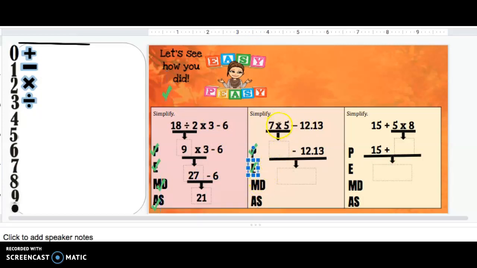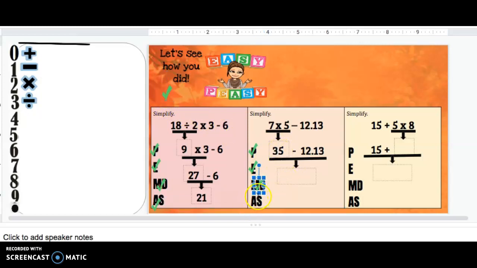Then I'm going to look for multiplication and division. I see a multiplication and a subtraction, so that means I have to multiply. So I'm going to do 35, because 7 times 5 is 35. So I have 35 minus 12.13. Now I'm looking at multiplication, division, well, I only have subtraction, so I'm done with that and I can put a check over that as well.